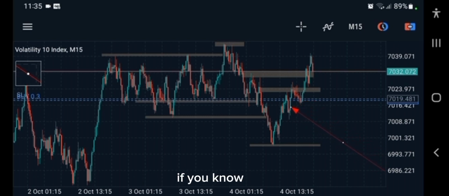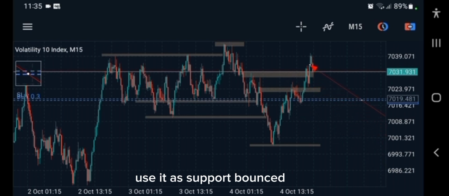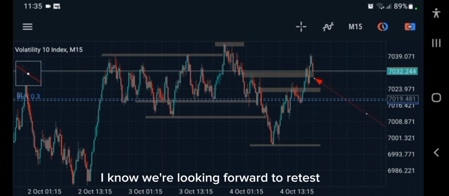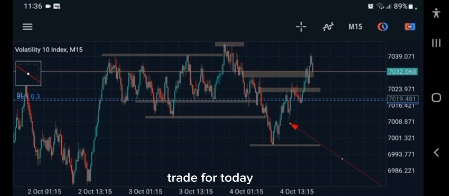If you can look, you know it's a fair value gap. So it broke this one, went up, it broke through this fair value gap, came down, used it as support, bounced, and now we're looking for it to retest. Maybe use this fair value gap again as support and then go even higher. So that was a trade for today.